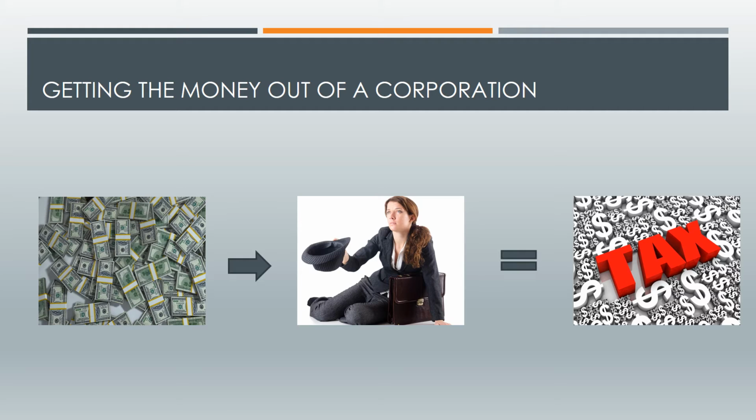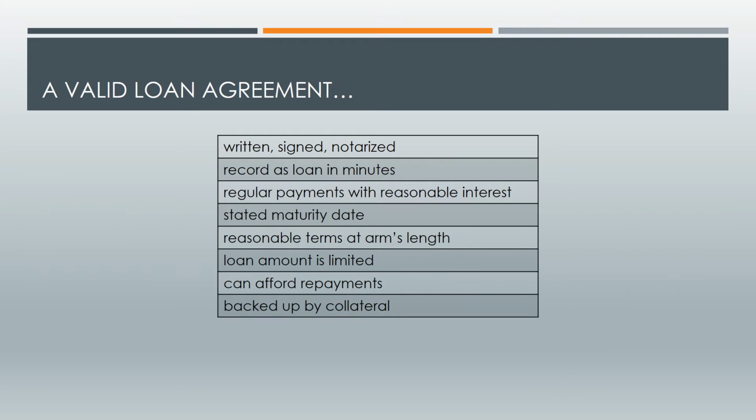To avoid this, the shareholders should create a valid loan agreement, which is written, signed by both parties, and notarized, recorded as a loan in the board meeting minutes, and calls for required loan repayments at regular intervals with a reasonable stated interest rate, and has a stated maturity date that is not open-ended.